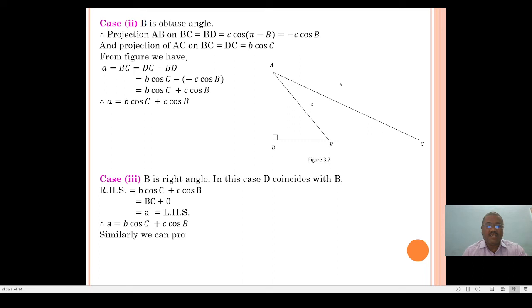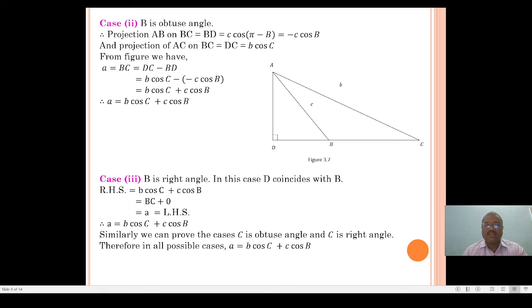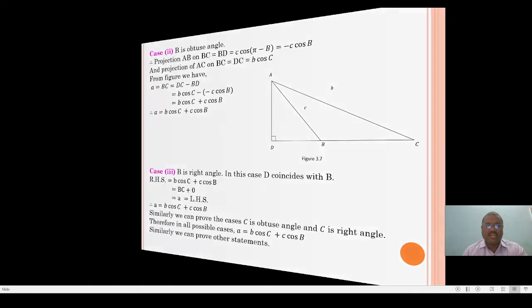And similarly, we can prove the cases C is an obtuse angle and C is a right angle. Therefore, in all possible cases, a equals b cos C plus c cos B. And similarly, we can prove the other statements.